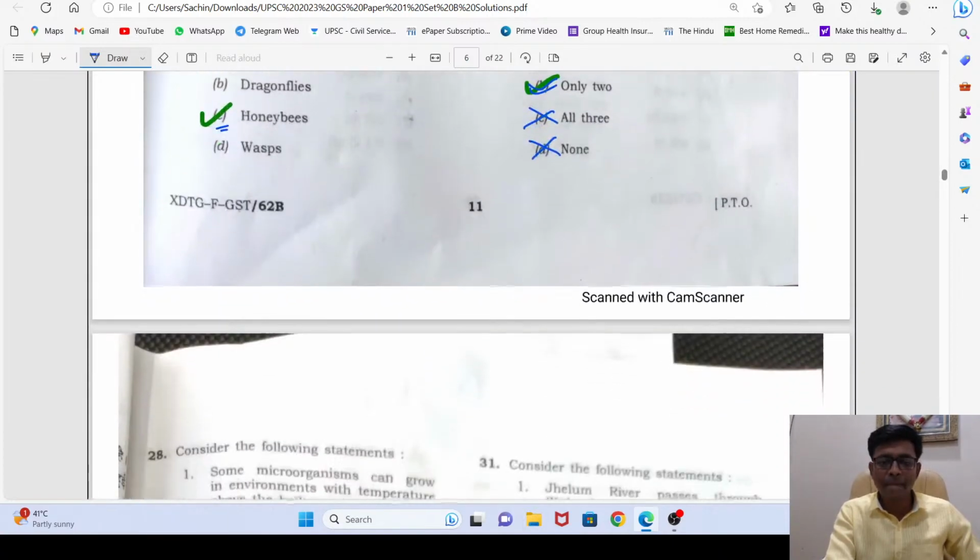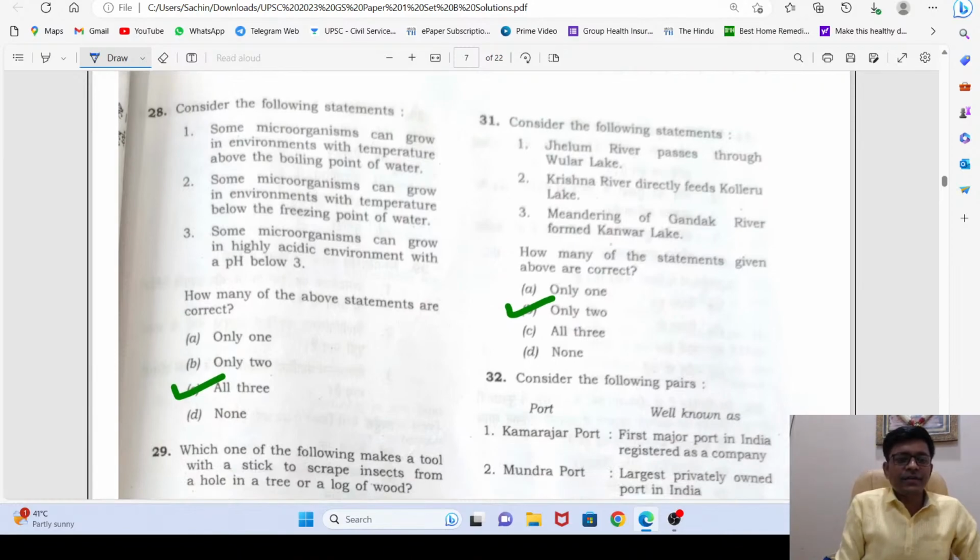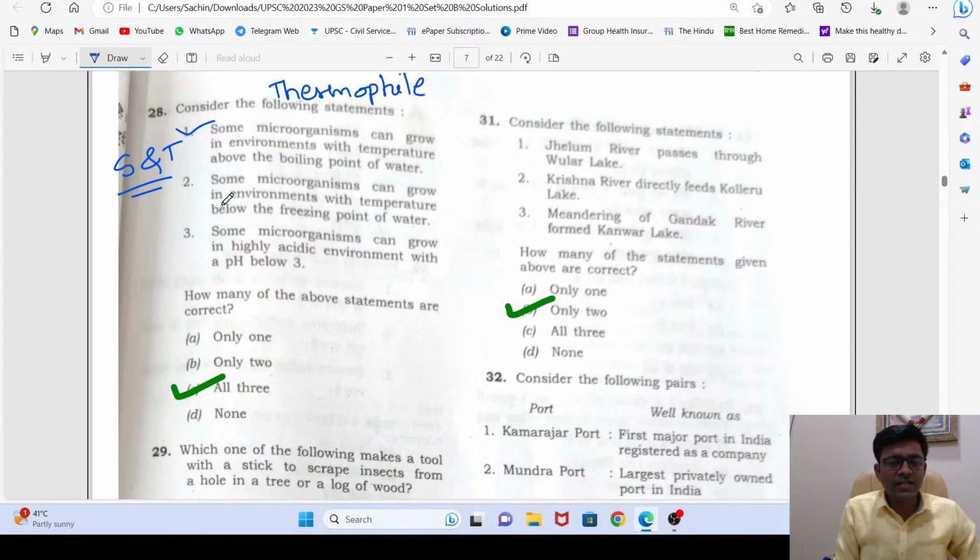We are going ahead. Consider the following statements. This is a question from science and technology. Pure question of science and technology. Some microorganisms can grow in environments with temperature above the boiling point of water. Correct. We call them thermophiles. Thermophile means those microorganisms which can survive in very high temperature. Some microorganisms can grow in environments with temperature below freezing point of water. Correct. They are the microorganisms that live in cold areas. And some microorganisms can grow in highly acidic environment with pH below 3. We call them acidophiles. These are mostly anaerobic bacteria. Okay. So yes, all of them. That's why answer is all the three.